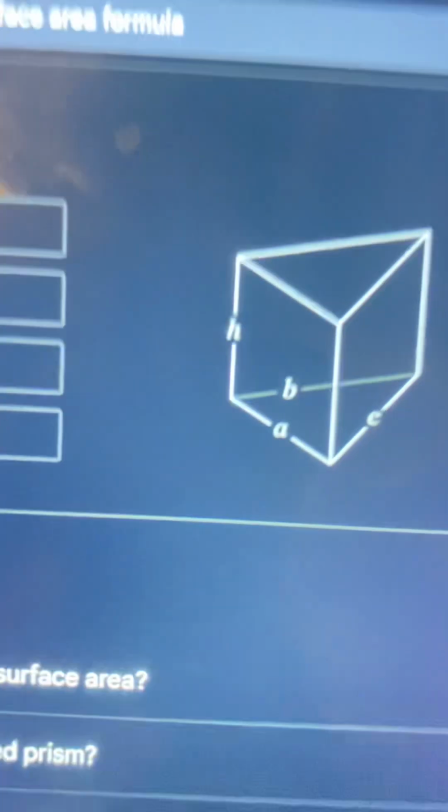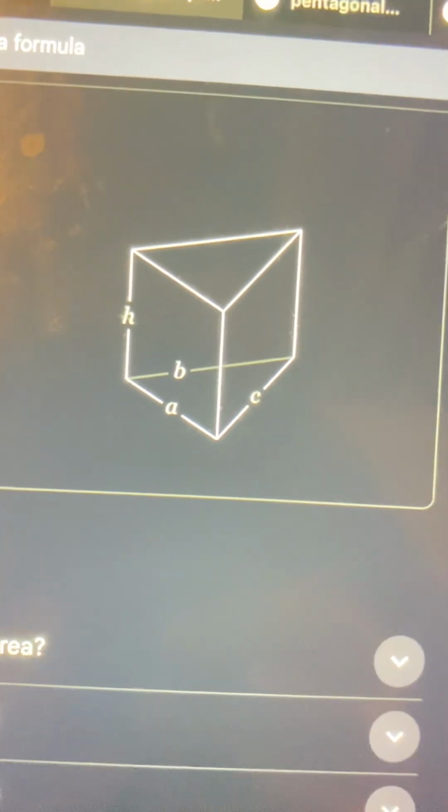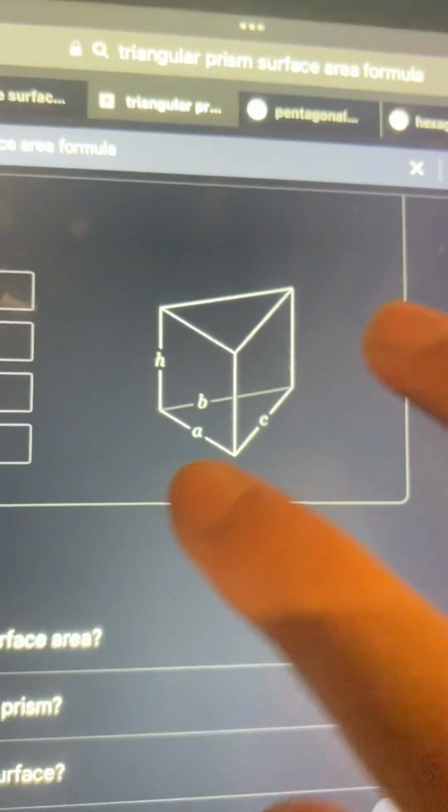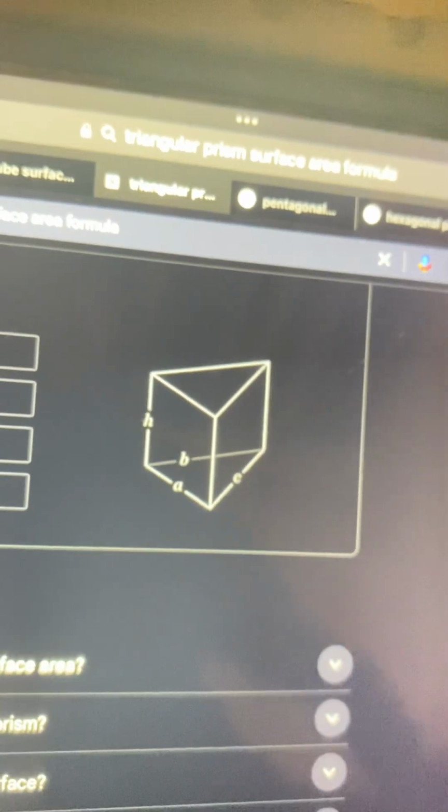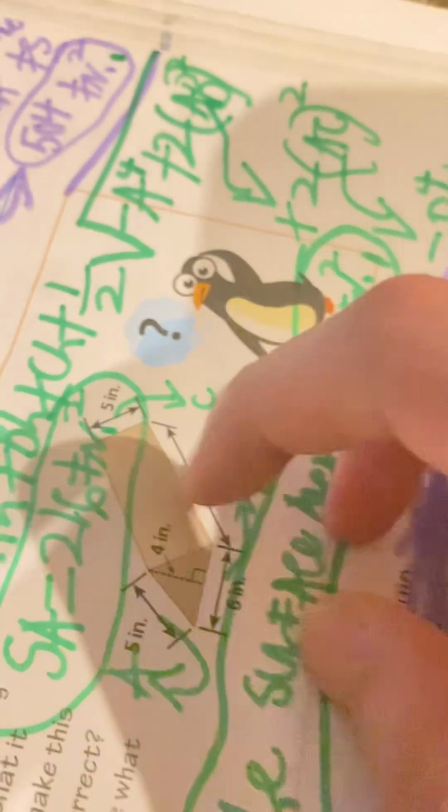Well, let's look at the height of this prism. Wait a second. The H is located on one of the edges of the prism. So H is the height of the prism. That's it. We just need to tilt this triangular prism upside down to see if it matches up. And yes, it does. So the height of the triangular prism is 12 inches.